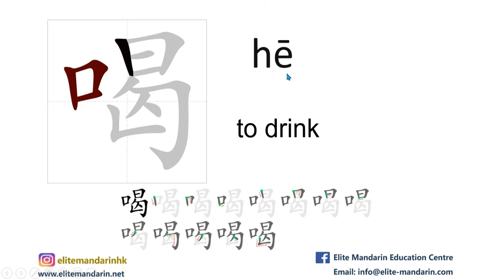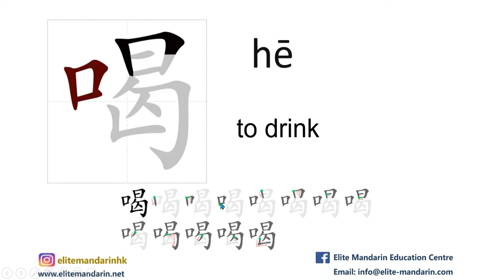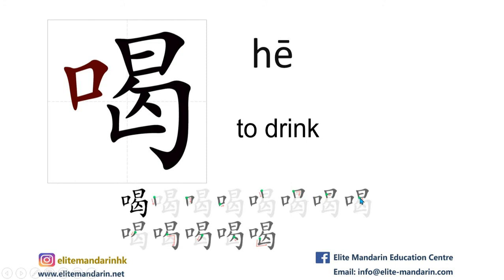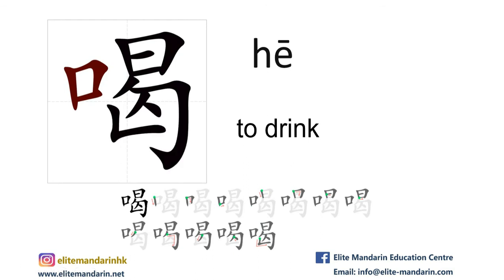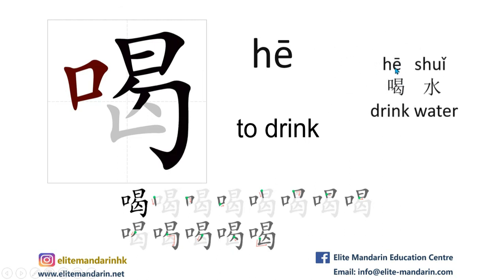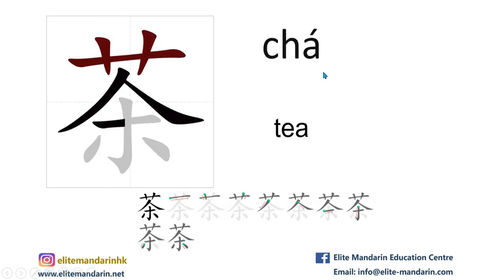Next, 喝. It means to drink. The stroke order is 竖, 横折, 横, 竖, 横折, 横, 横撇, 横折钩, 撇, 点, 竖折, 喝. We can say 喝水, it means drink water.